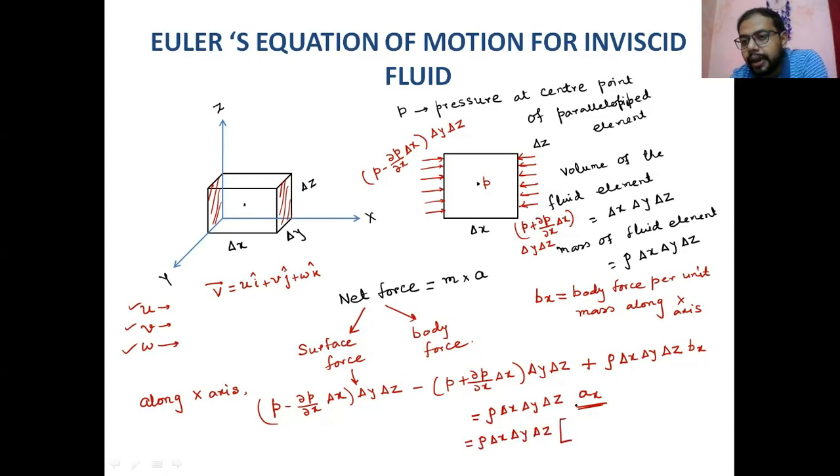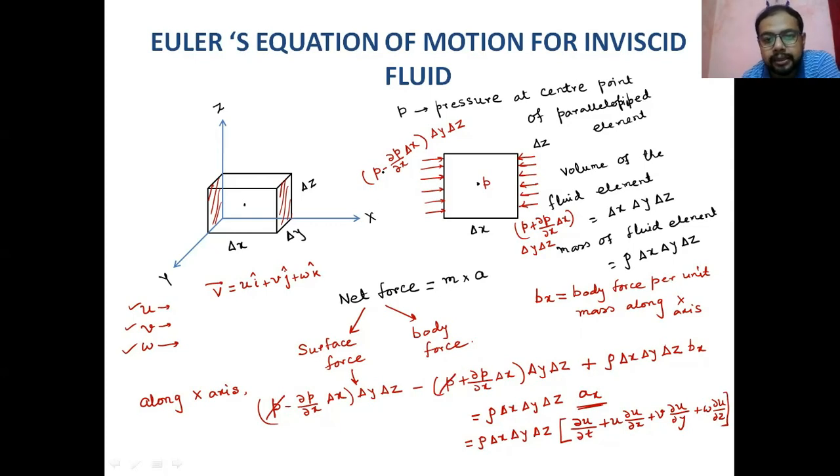So as it is along x-axis, so u component, we can write it if you remember this thing: del u del t plus u del u del x plus v del u del y plus w del u del z. This is the total acceleration. We can write it down. So if you simplify this thing, what is coming here, you see the p dy dz will be cancelled out from both sides. This part and this part will be cancelled out.